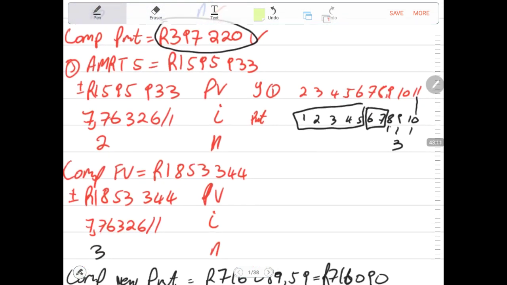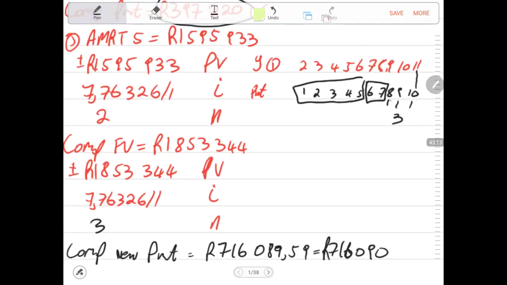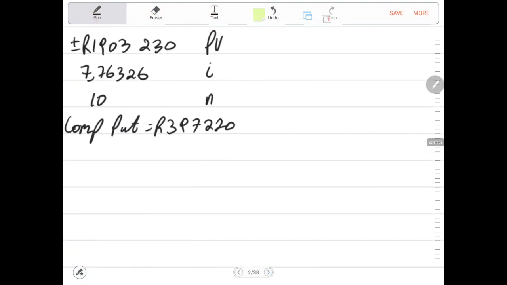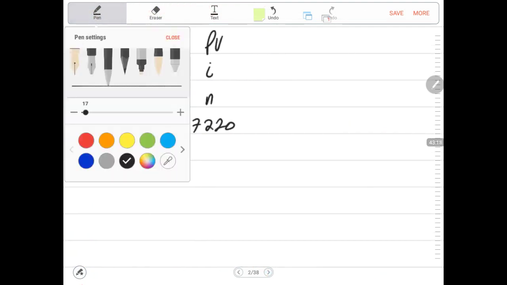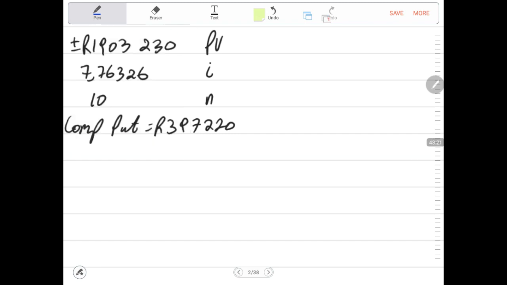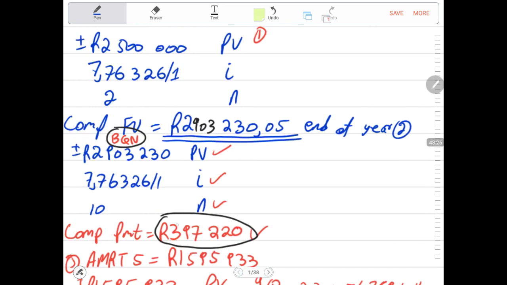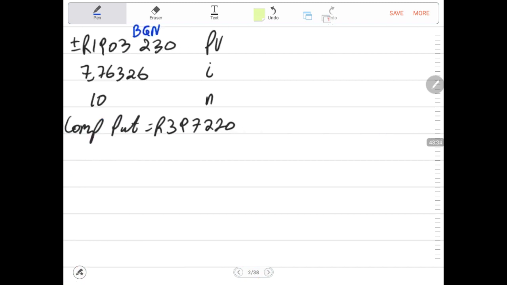Very important to note the mistake that I've just made, because I said put BGN, but I just forgot to put BGN. So let me just highlight there on top as BGN, because when this PMT was calculated, it was at the beginning, at the time the farmer was owing that amount. So now we have our BGN put on. We have our PV, interest, N for the entire period. Then we have PMT.